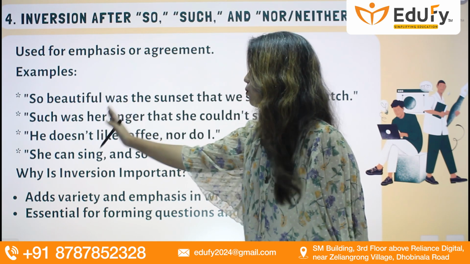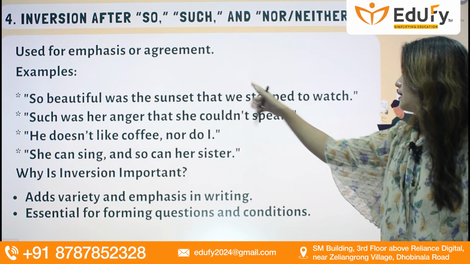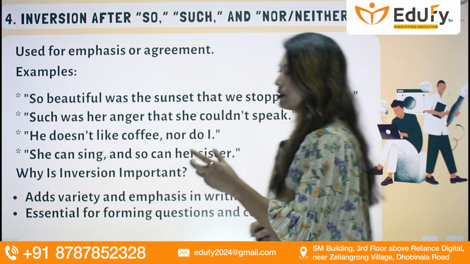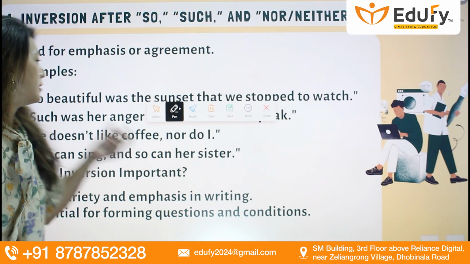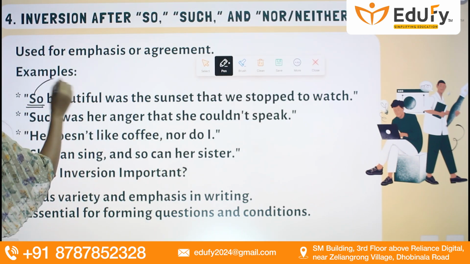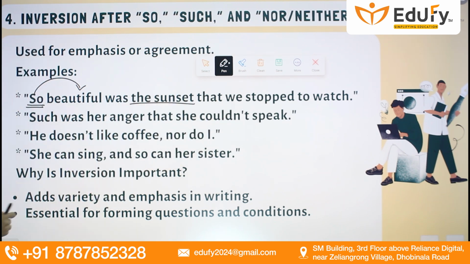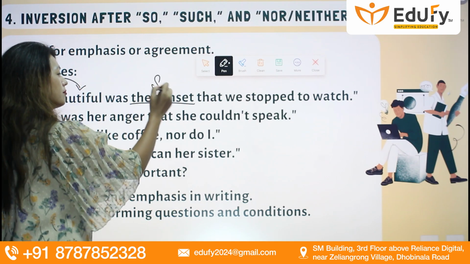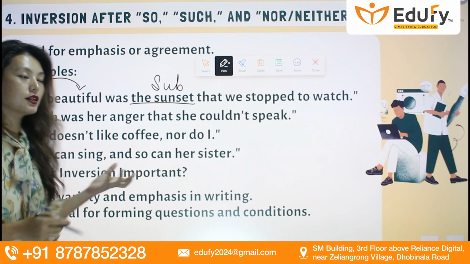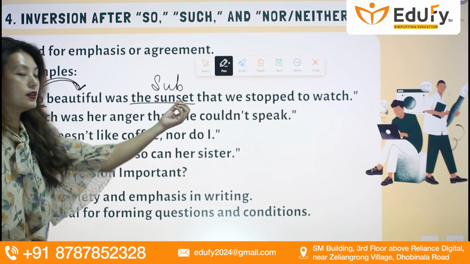So beautiful was the sunset that we stopped to watch. Now you have to take care of this sentence. Understand the context of what it is trying to say. This word so is talking about the degree of how beautiful the sunset was, right? So what is the subject in the sentence? The sunset. I'm talking about how the sunset was very beautiful. Yes or no? So is actually emphasizing the quality of the sunset.